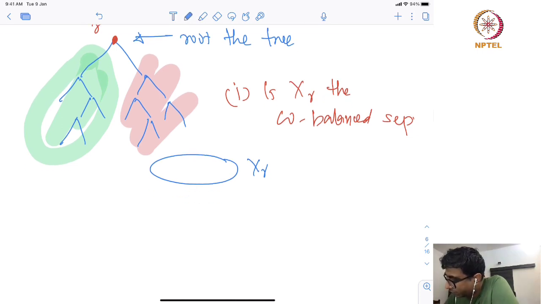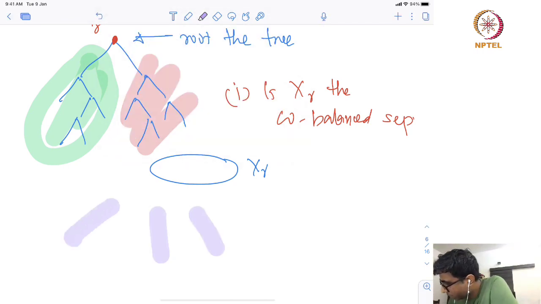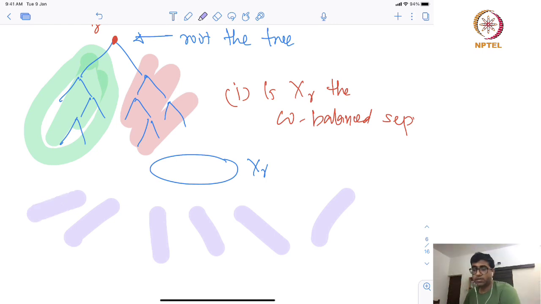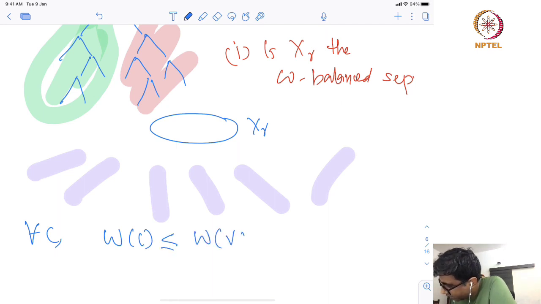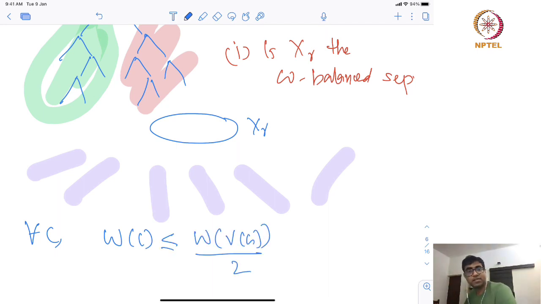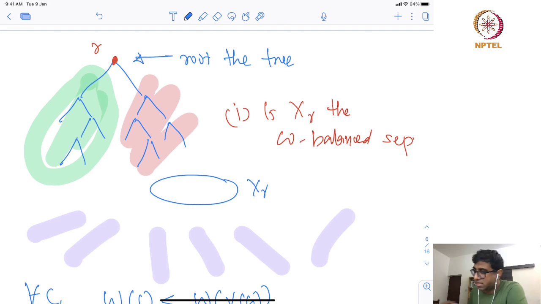So now I ask myself, okay, fine, look at these connected components. Does this property hold? I ask, for every connected component, is the weight of C at most weight of the vertex set of G divided by 2? My answer is no. What does it mean that my answer is no? It means there is a connected component here, which is either contained inside this green blob or inside this purple blob, such that the weight of this component is more than half the weight of G. So, what will I do?